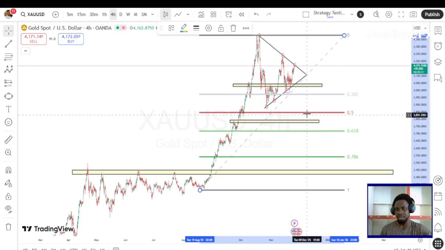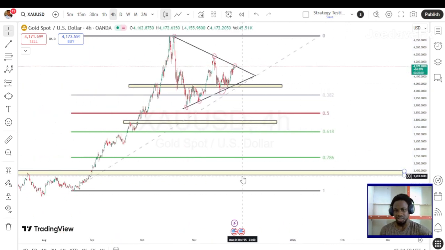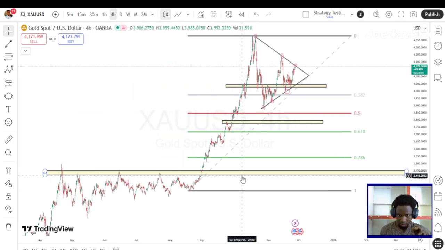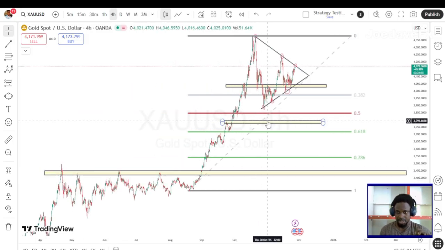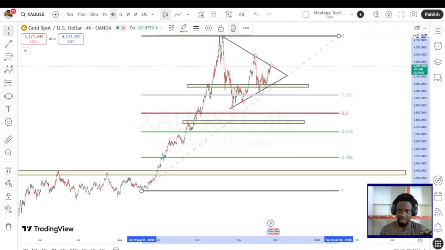I was expecting it to drop here. If it had dropped, it would have been a very nice trade. I would have bought from this point, even in the current situation. But that didn't happen, though I'm still watching this area very, very well. So let me delete this Fibonacci now, and let's analyze it together.